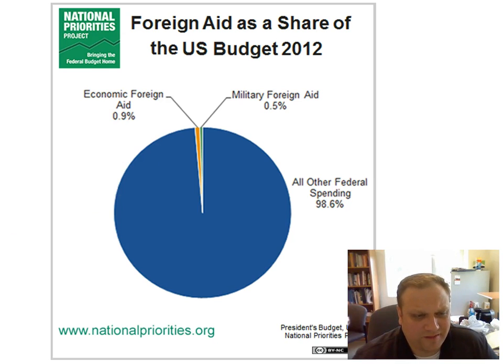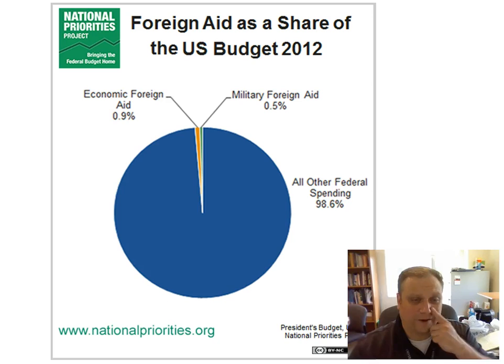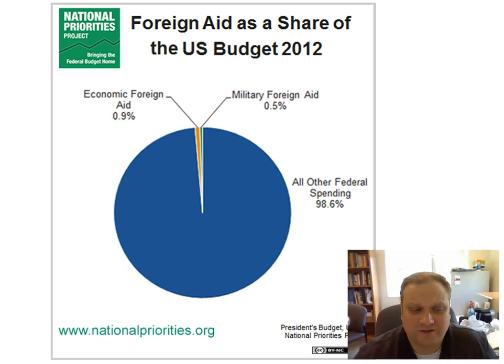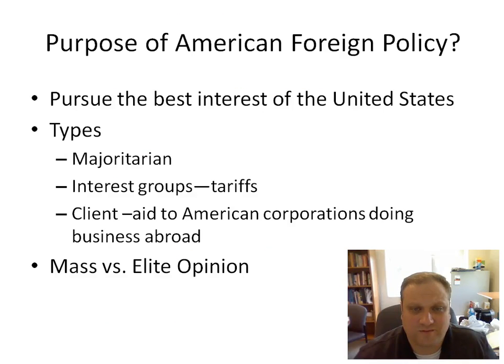So why then do we continue to give money to foreign countries, even though we don't give that much? Why do we give money to foreign countries in the first place? What's the goal? What are we doing? And is it true we can just hand this stuff out and countries take it? I think it goes back to generally the purpose of American foreign policy.